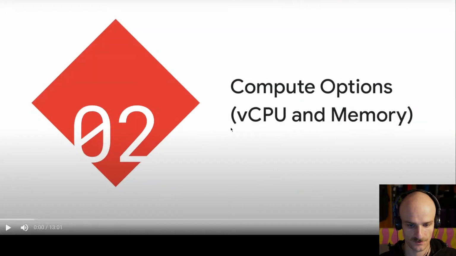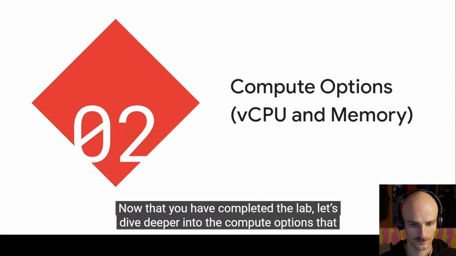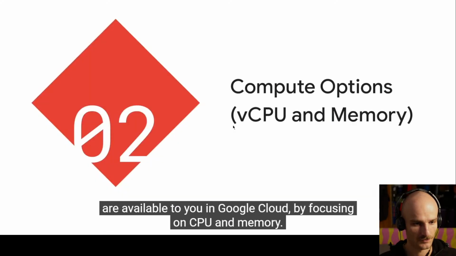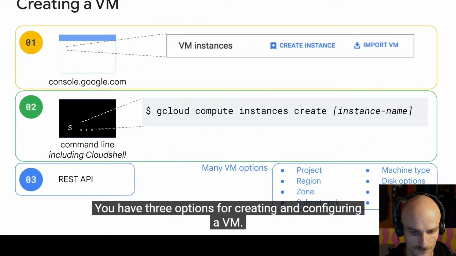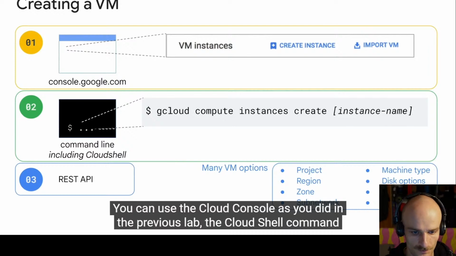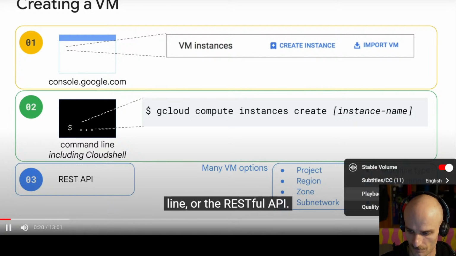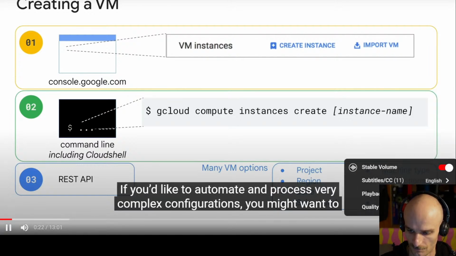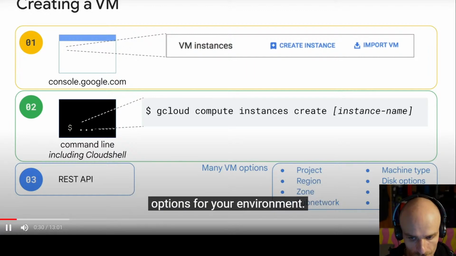Now that you have completed the lab, let's dive deeper into the compute options that are available to you in GCP by focusing on CPU and memory. You have three options for creating and configuring a VM. You can use the GCP console, as you did in the previous lab, the Cloud Shell command line, or the RESTful API. If you'd like to automate and process very complex configurations, you might want to programmatically configure these through the RESTful API by defining all the different options for your environment.